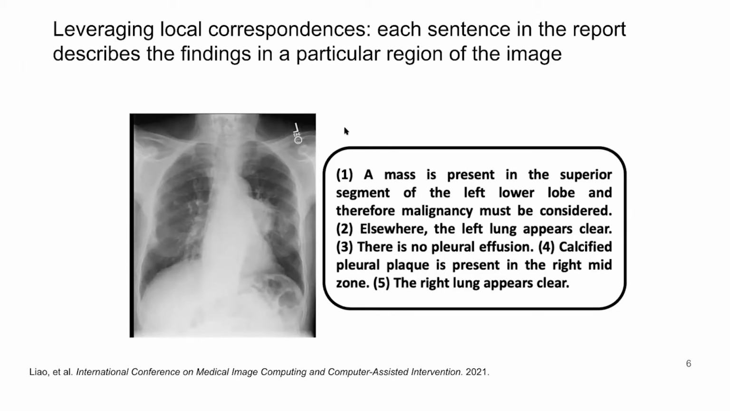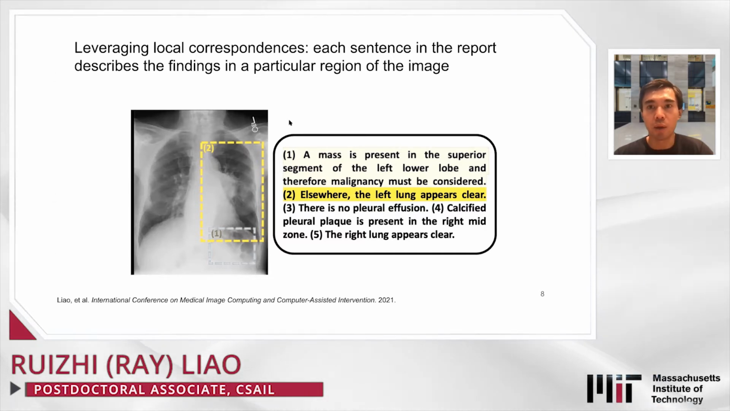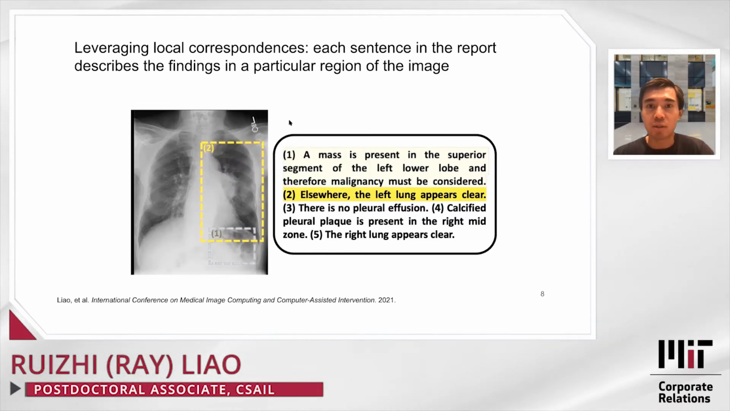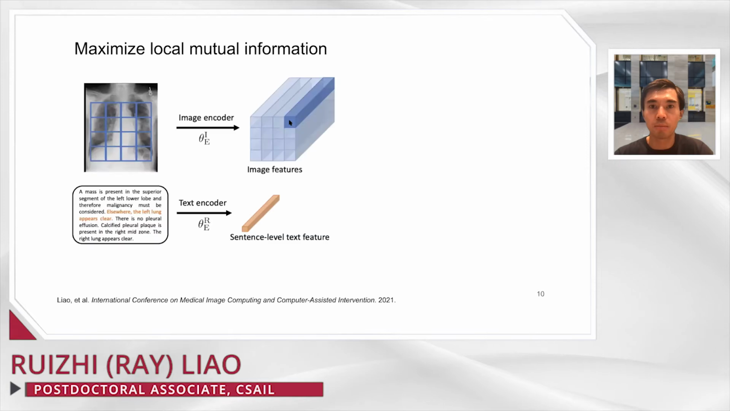Here's an example. We have a chest X-ray image and a radiology report written to describe the findings of this image. The first sentence describes a finding in the left lower lobe. The second sentence, although it describes the absence of pathologies, is still focused on one local region, the left lung. We observed this pattern where a sentence is usually a minimal and complete semantic unit. The findings described in that semantic unit are usually captured in a local region of the image. So we propose to maximize the local mutual information between image and text features.